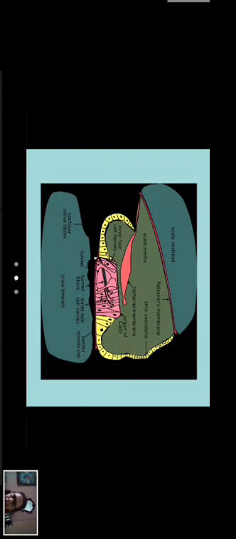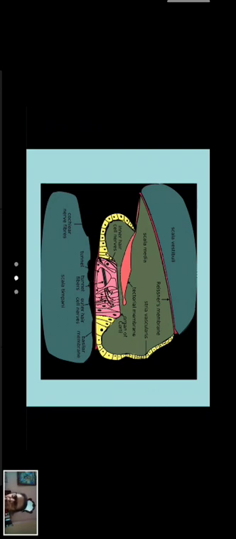In the scala media, on the basilar membrane lies the organ of Corti. In the organ of Corti, the hair cells are present, which are the sense organ of hearing. The hair cells are free at their ends and contain stereocilia. The stereocilia are actually the receptor cells. From their base, the auditory nerves arise and pass to the modiolus.